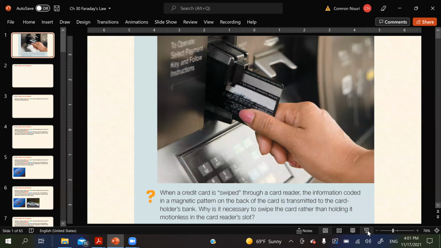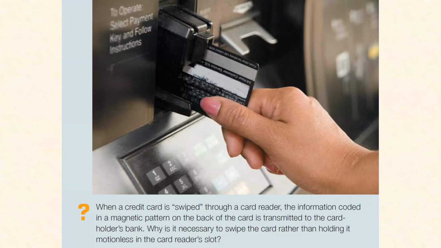We're going to do chapter 30 on Faraday's law of induction. You see, this is the opening for the chapter. When a credit card is swiped through a card reader, the information coded in the magnetic pattern on the back of the card is transmitted to the cardholder's bank.